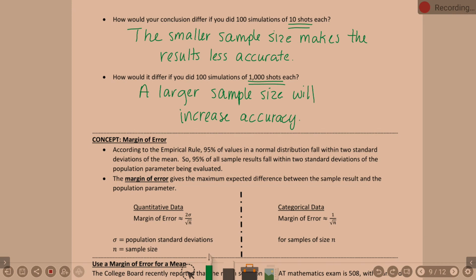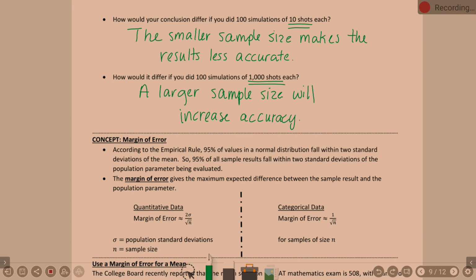If we go back to the empirical rule, I keep going back to that 95%: 95% of values in a normal distribution fall within 2 standard deviations of the mean. So 95% of all samples fall within 2 standard deviations of the population parameter evaluated. The margin of error gives the maximum expected difference between the sample result and the population parameter. So if 75% is the mean, the amount either way to get to 62 and 86 is your margin of error. How much give do we have in our numbers here?